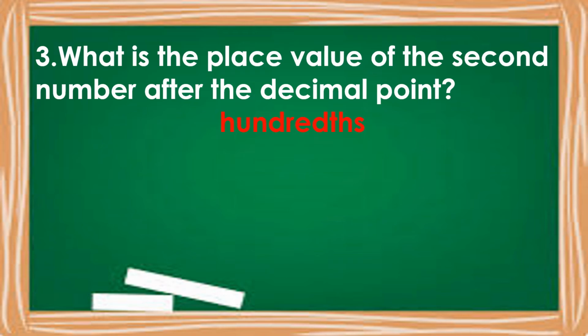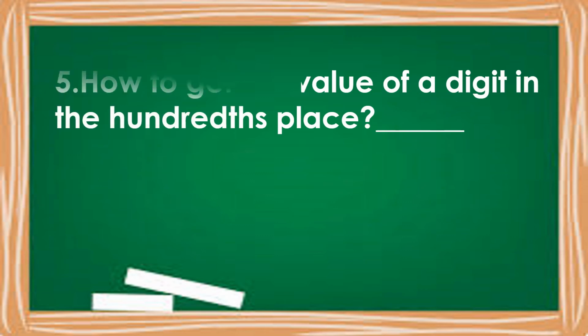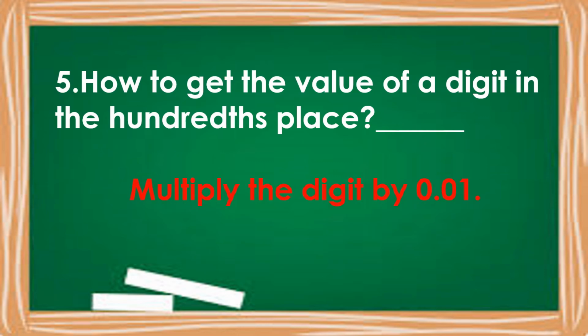Number 4. How to get the value of a digit in the tenths place? You are going to multiply the digit by 1/10. And number 5. How to get the value of a digit in the hundredths place? Correct. Multiply the digit by 1/100.